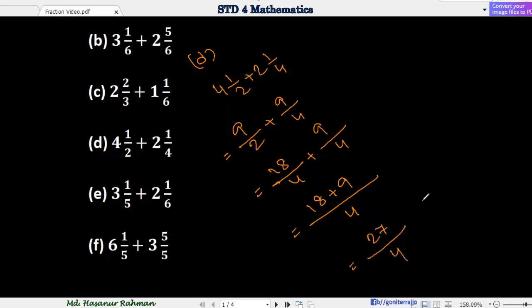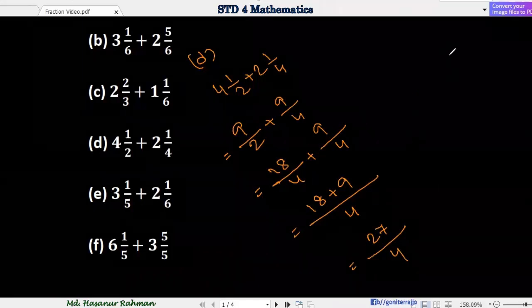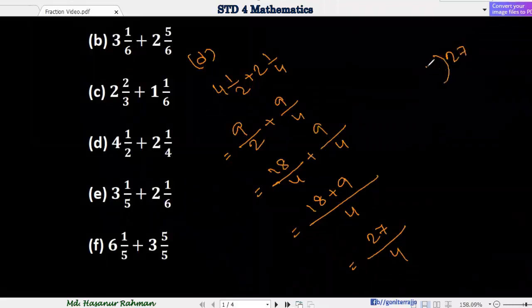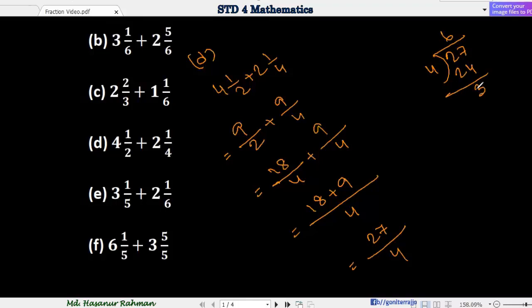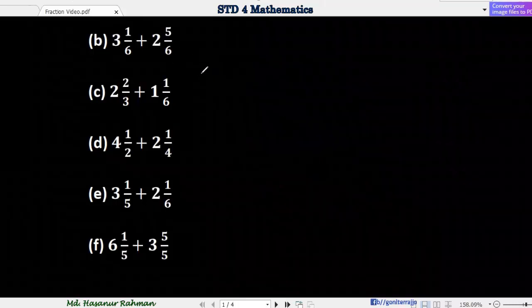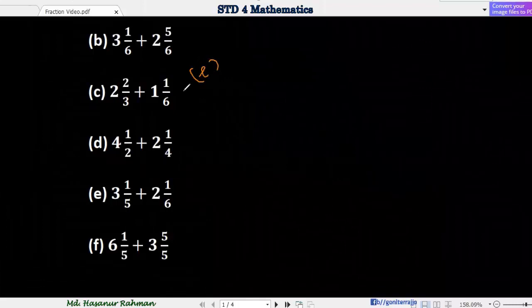27 divided by 4. So now we have to convert this improper fraction into a mixed number. So how can we convert? We have to divide 27 by 4. So 4 times 6 are 24, so 3 will be left. So our answer should be 6 whole 3 by 4. That is the answer of number D. Now number E.